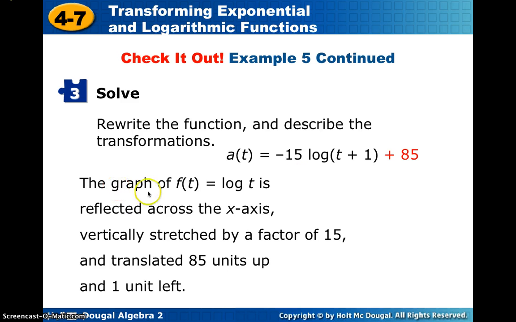Okay, so we can describe the transformations. The graph is reflected because it has a negative right here. We have a reflection across the x-axis. It's been multiplied by 15, so that's going to be a vertical stretch of 15. It's going to be translated 1 unit to the left. That's what this plus 1 will do. And then moving it 85 units up.